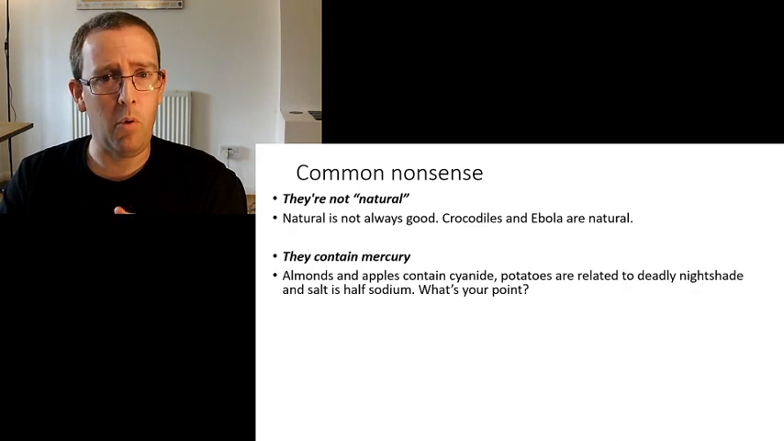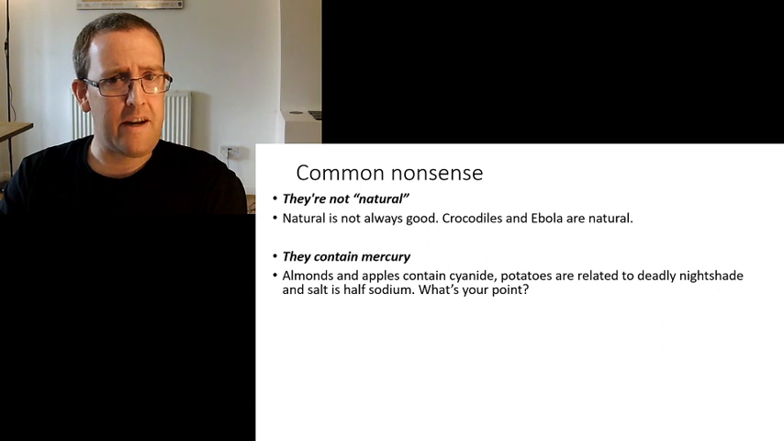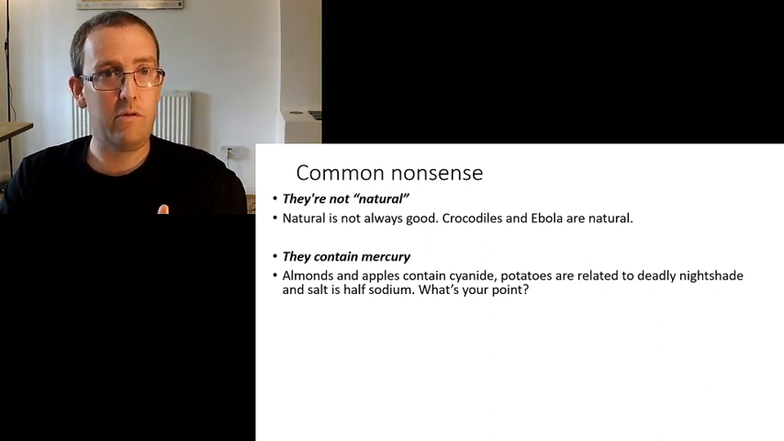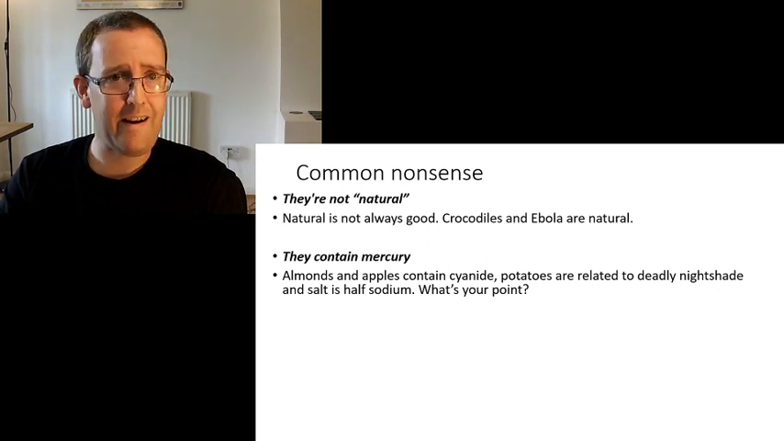So for example, almonds and apples both contain cyanide. Potatoes are related to deadly nightshade, and the green bit is very, very poisonous. And normal table salt is half made of sodium, and if you get sodium on its own, it's highly explosive. So when you say they contain mercury, what's your point? Doesn't make any sense.